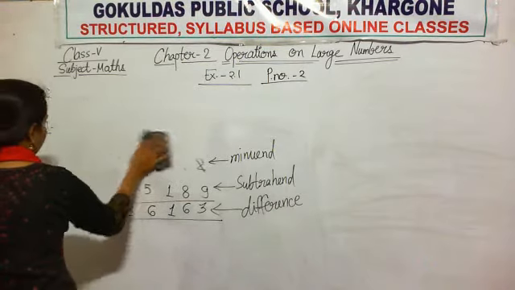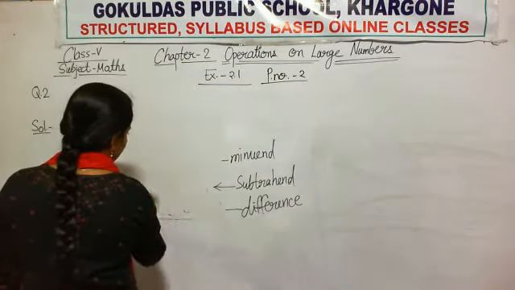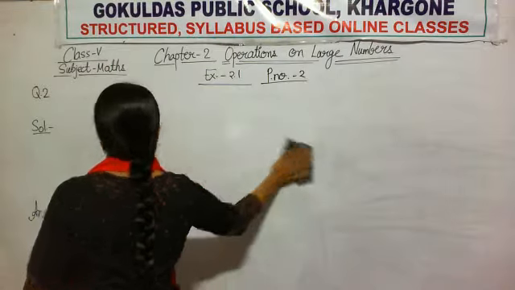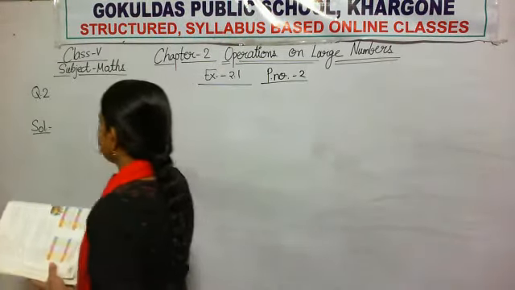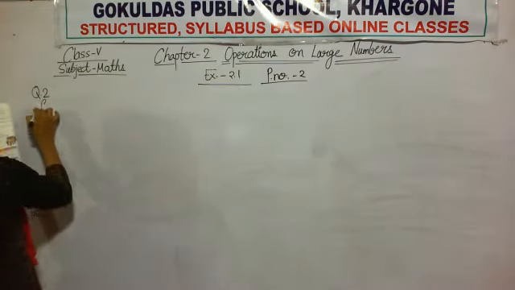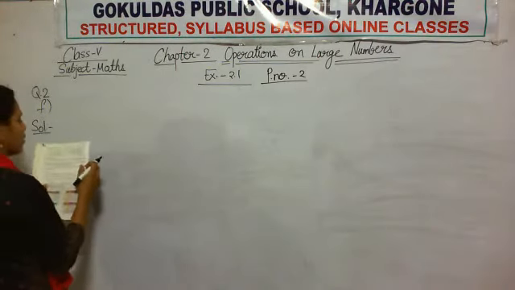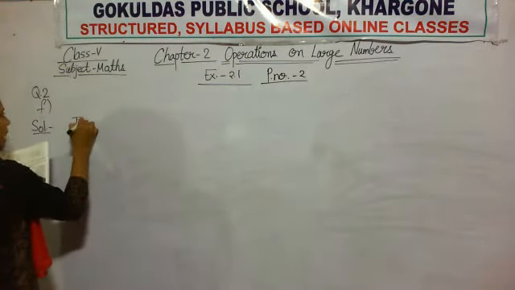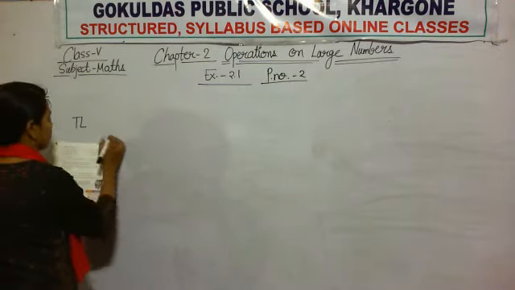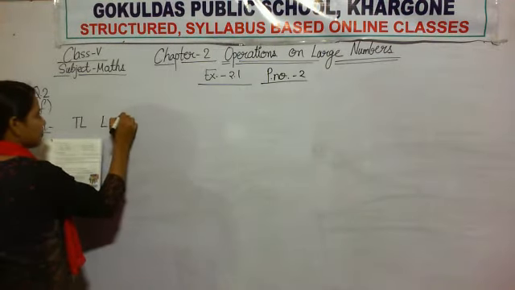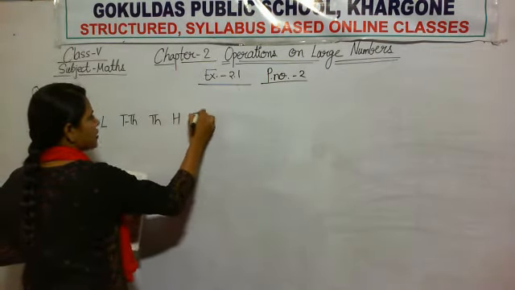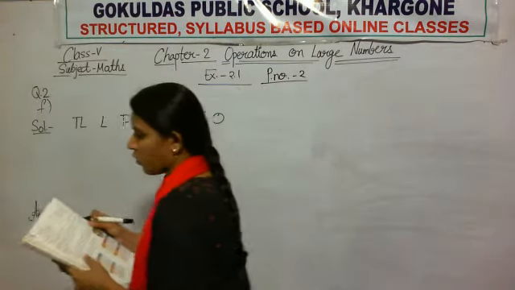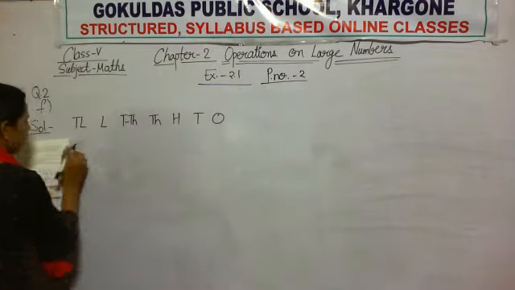Let's take one more question of question number 2. Let's take part F. I am directly arranging in columns. I am not writing the questions, okay? 10 lakhs, 10,000s place, 1000s place, 100s place, 10s place and 1s place. Okay? Now write the number.